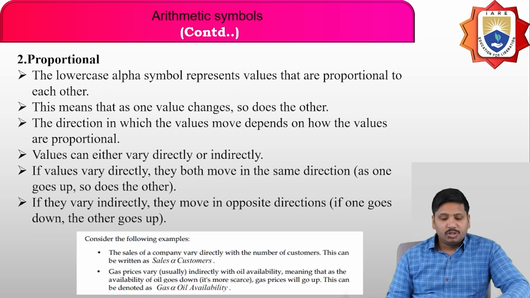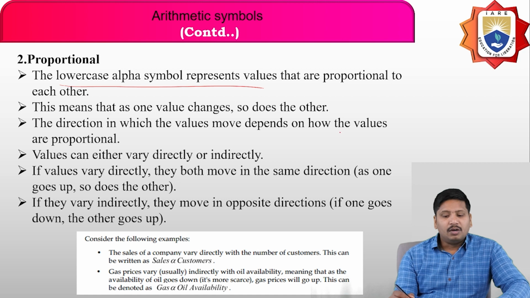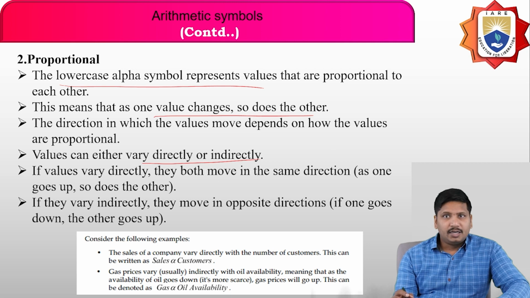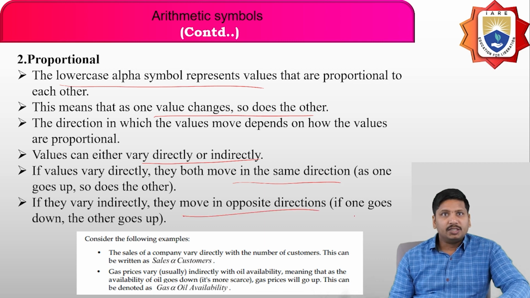The next one is proportional. Proportional is an arithmetic symbol where the lower alpha symbol represents that values are proportional to each other, and this means when one value changes, the other does also. The values can be either directly or indirectly related. If the values vary directly, they move in the same direction. Similarly, if they vary indirectly, they move in opposite directions.